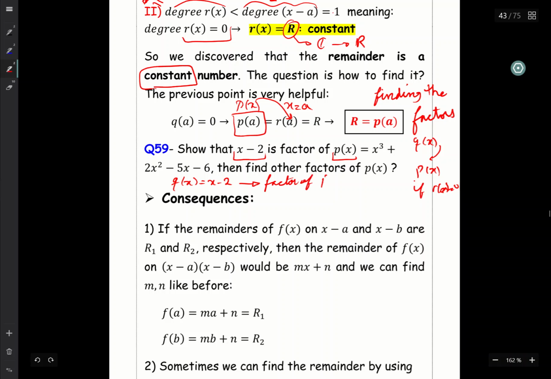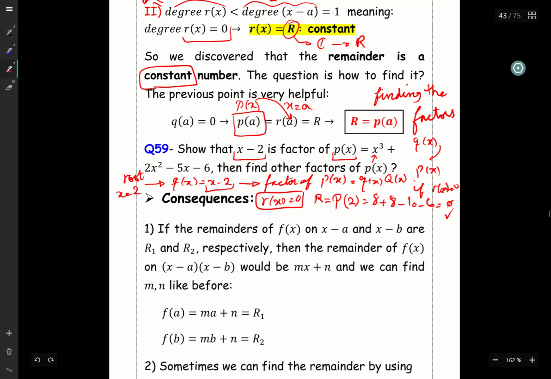If it's a factor, then p should be q of x times some capital Q, and the remainder should be 0. That's the point here. So is this really true? Since q of x is first degree, the remainder should be a constant number r. And it's actually p of x at x equals 2, which is the root of q of x, okay? Alright, so we plug in, x equal to 2: 8 plus 8 minus 10 minus 6, which is 0.